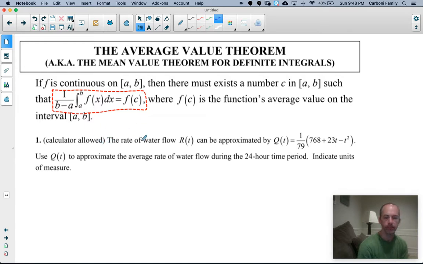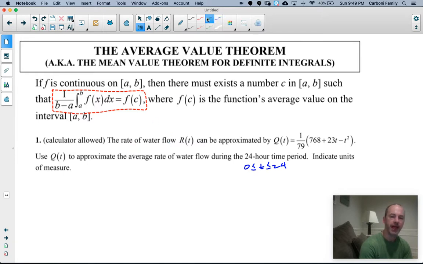And so the first one is a continuation of a problem that we did on one of the other theorems in a different video, but the rate of water flow running through a pipe can be approximated by this function, and we're using this function to approximate the average rate of flow during the 24-hour period. And what I cut off when I wrote this question by separating it from the rest of the free response question, this is on the interval 0 to 24. So we're on the interval 0 to 24, and we're wanting the average rate.